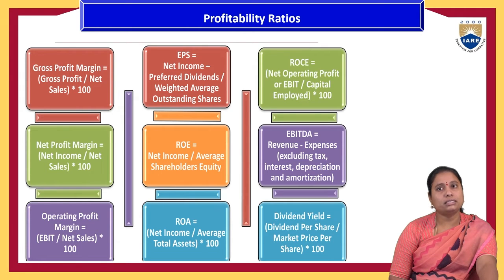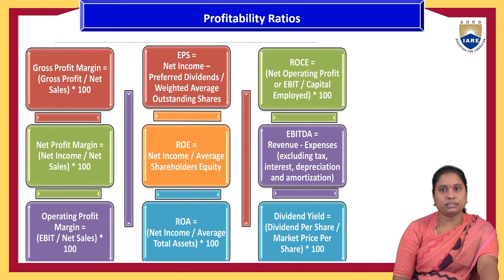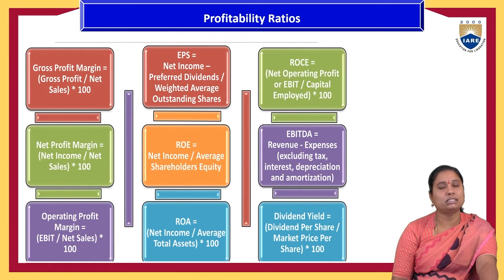EBITDA, earnings before interest, tax, depreciation and amortization, can be calculated as revenue minus expenses, and return on assets, ROA, can be calculated as net income divided by average total assets into 100. Dividend yield ratios, operating profit margins, all of these can be easily calculated with the help of these profitability ratios.